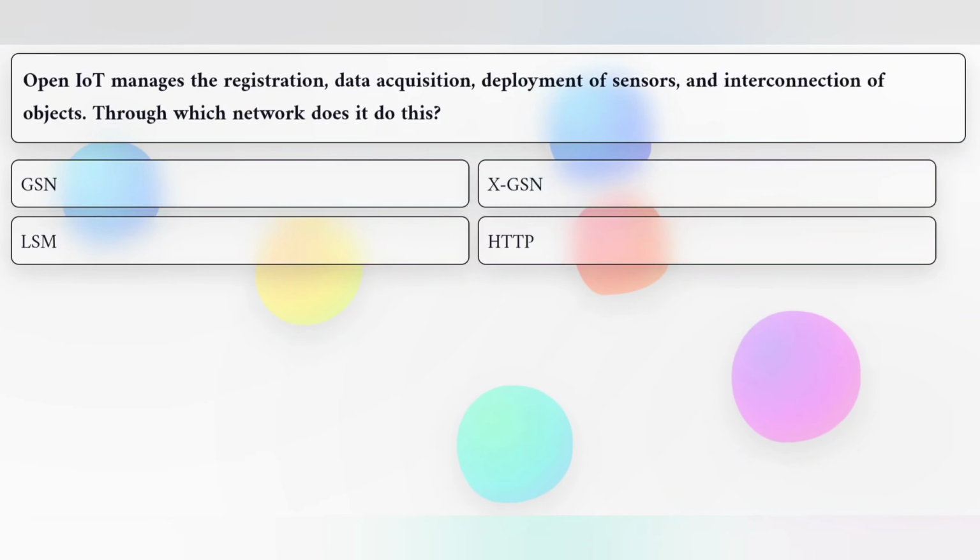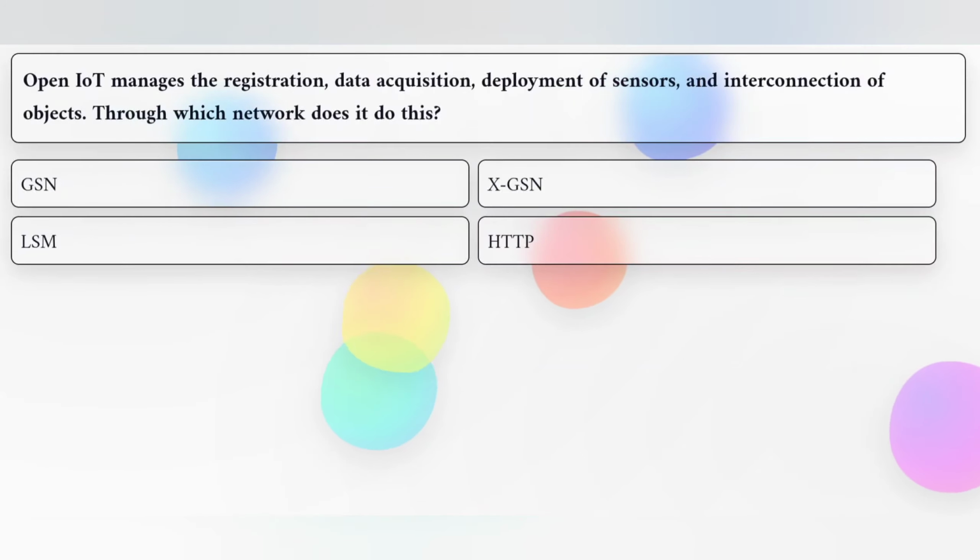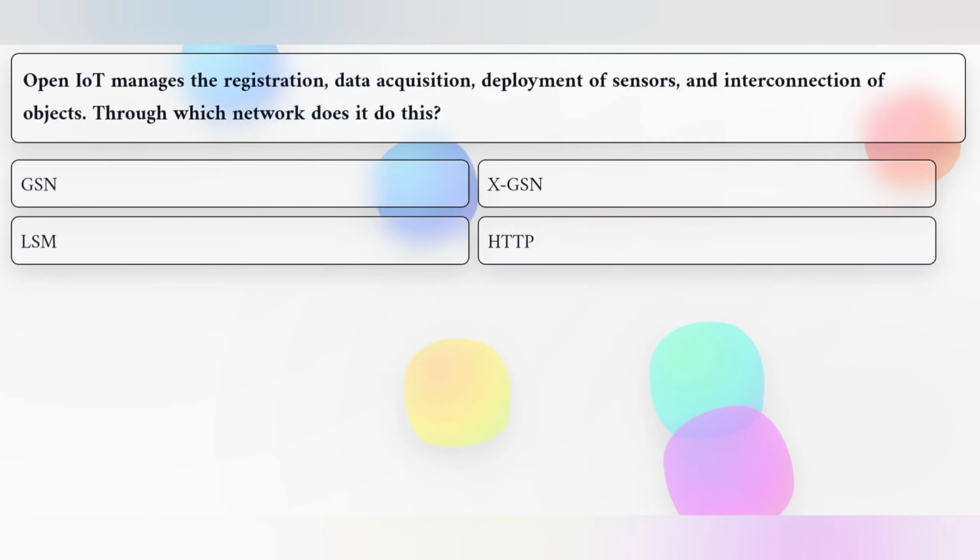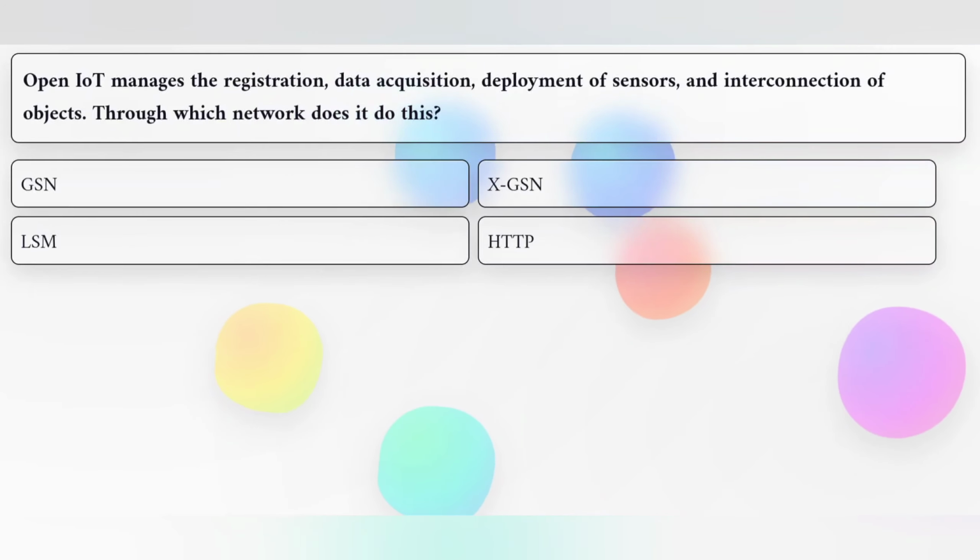OpenIoT manages the registration, data acquisition, deployment of sensors, and interconnection of objects. Through which network does it do this? GSN, XGSN, LSM, HTTP.